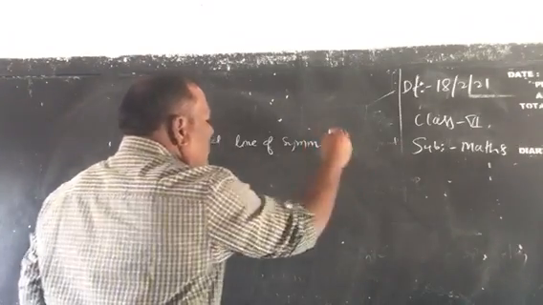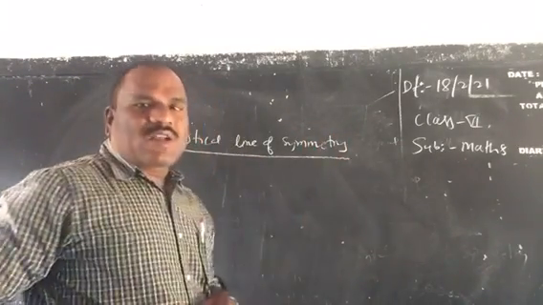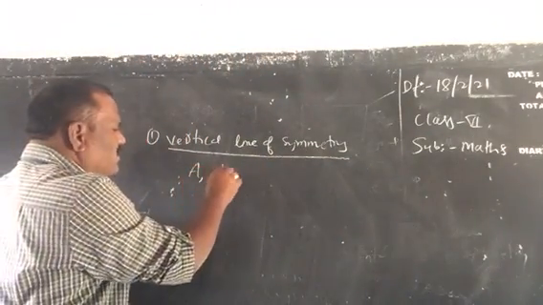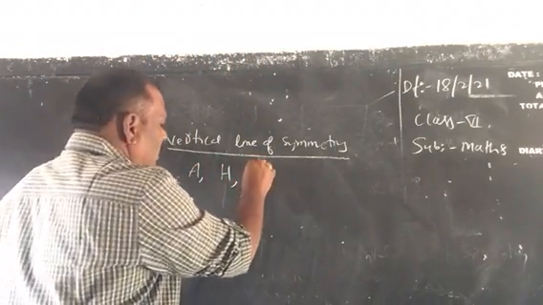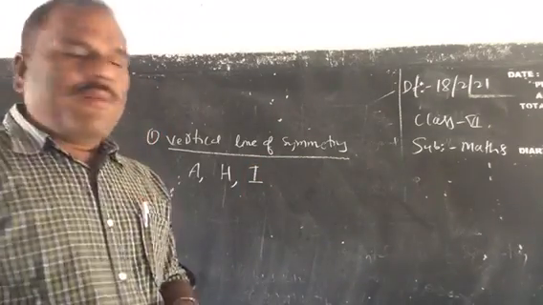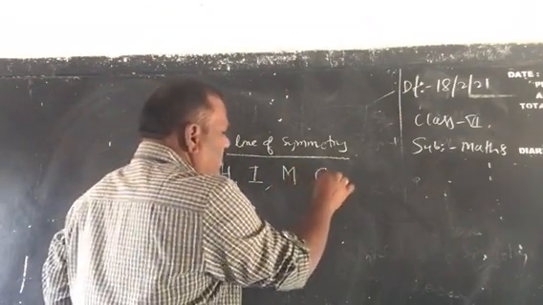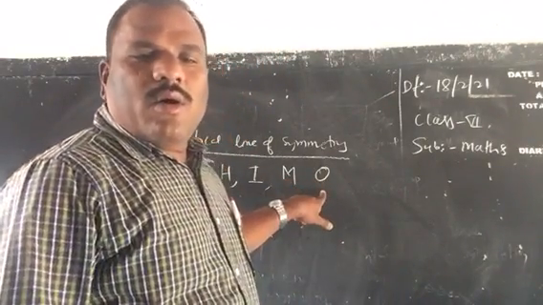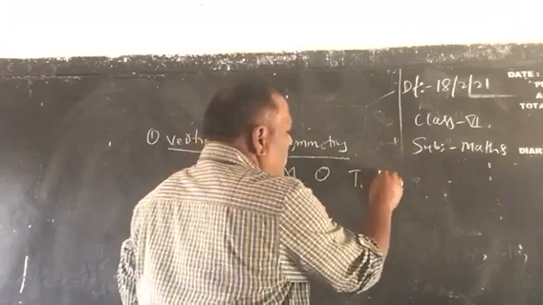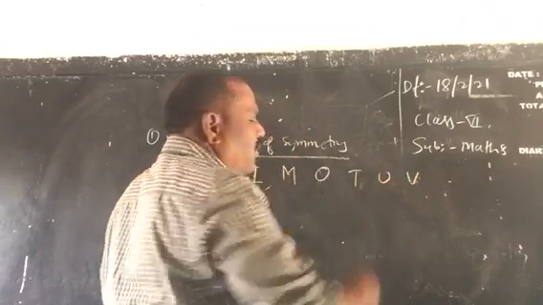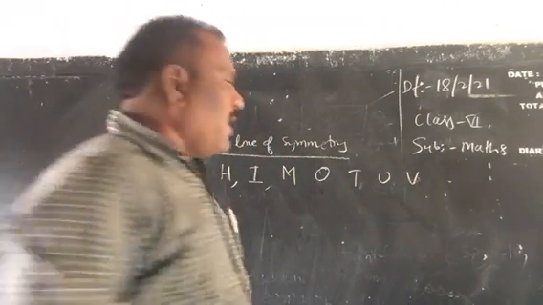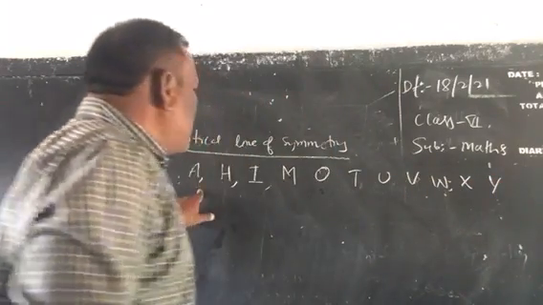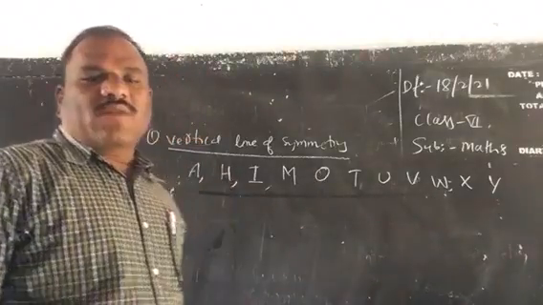What are the English alphabets that come under vertical line of symmetry? For example, A, H, I, M, and O, sorry, not Q. Then T, U, V, W, X, Y. So these are all vertical lines of symmetry in the English alphabet.